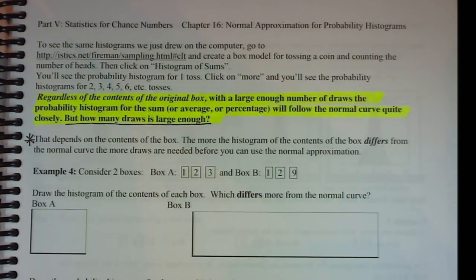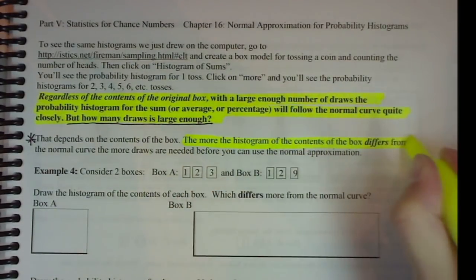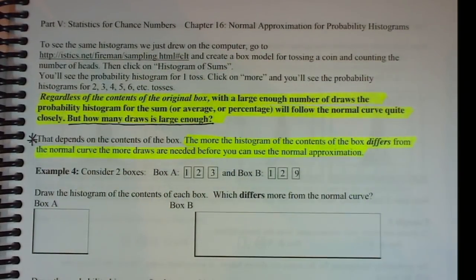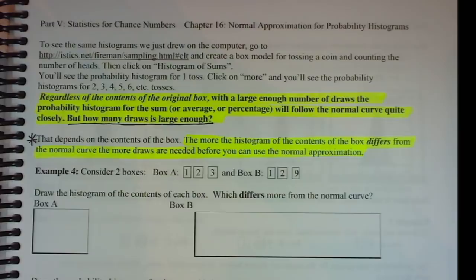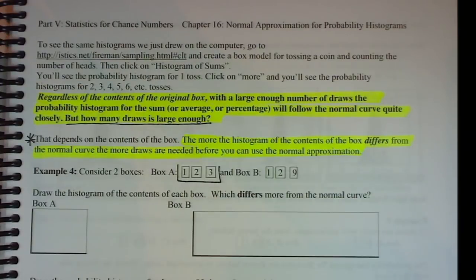So basically, the more the histogram of the contents of the original box looks like the normal curve, the fewer draws you need. The more the original box looks different from the normal curve, the more draws you're going to need. So here's a really good example of this. There's box A and box B. So box A, there's nothing weird about it, right?